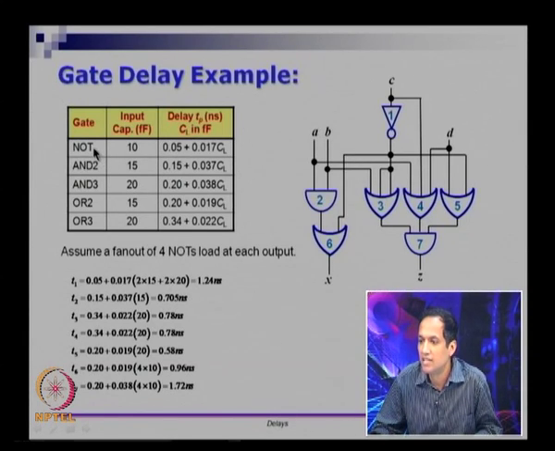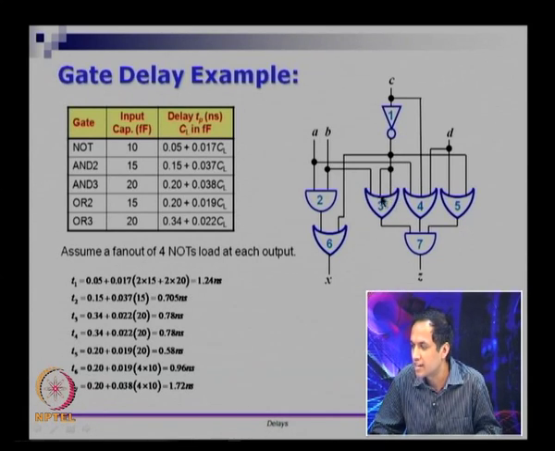If I look at the delay through the inverter, it is 0.05, that is the intrinsic delay, plus 0.017 into CL or whatever the load capacitance is. What is the load for the inverter? There is a load coming because of this input here. In fact there are 2 places to which it is connected. So this C bar is connected to 2 inputs of the OR gate, and this is a 3 input OR gate.